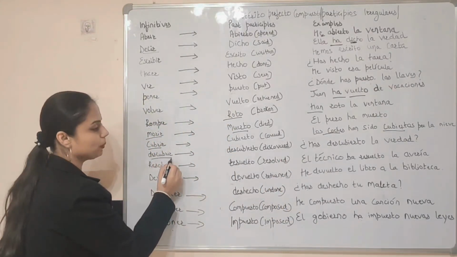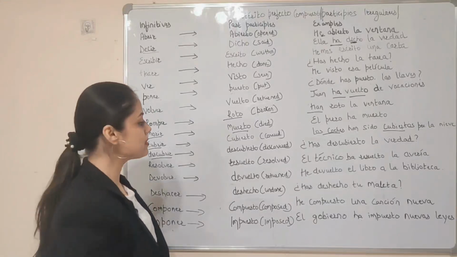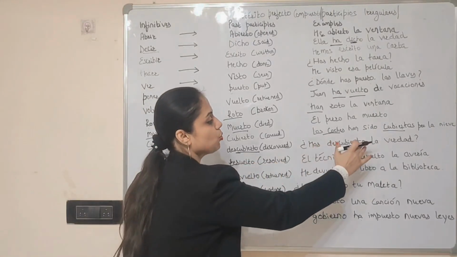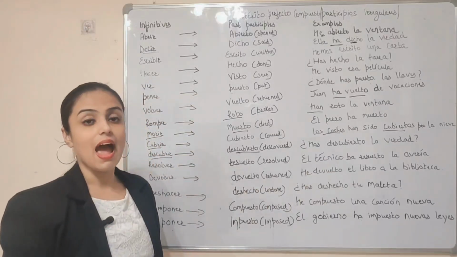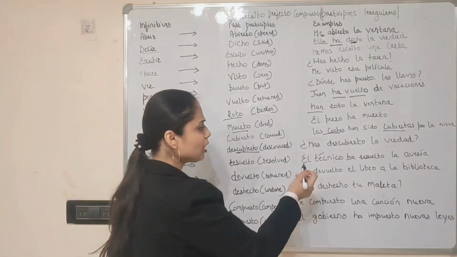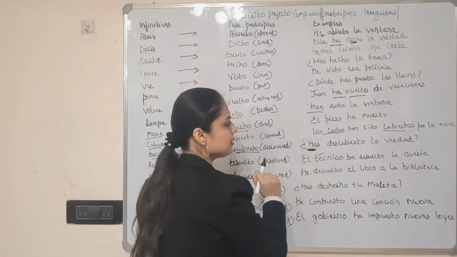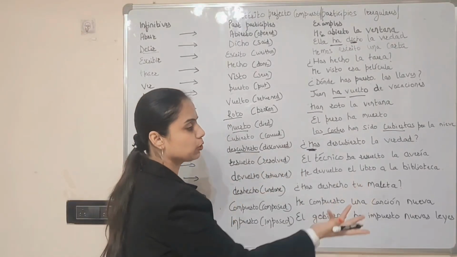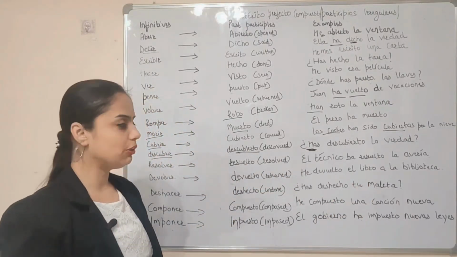The next one is descubrir. The past participle of descubrir is descubierto, that means discovered. So, has descubierto la verdad. Have you discovered the truth? We are talking about second person, so we will be using has. So has descubierto la verdad. Have you discovered the truth?